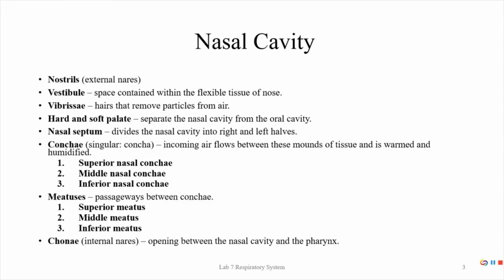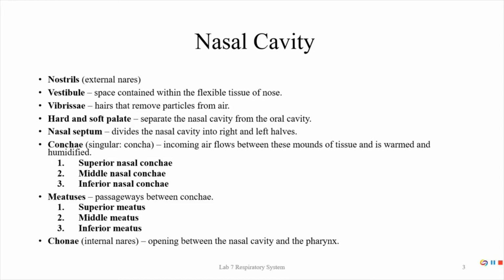So we're going to start off with our nasal cavity. In the nasal cavity, we have the entrance called the nostrils, or the external nares. Behind the external nares is a very flexible space where your nostrils go into. The part of the nose that flares out to the side, surrounding the nostril, is called the vestibule, and the vestibule is this flexible tissue.